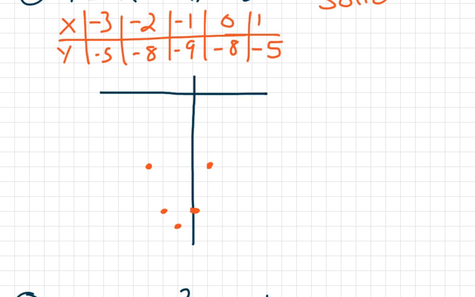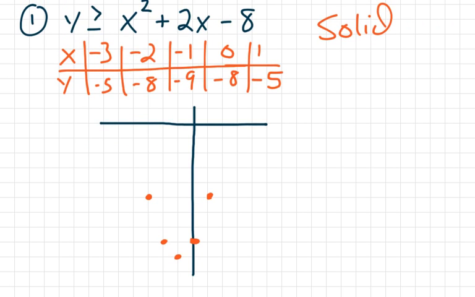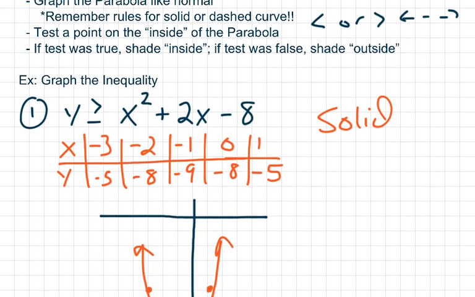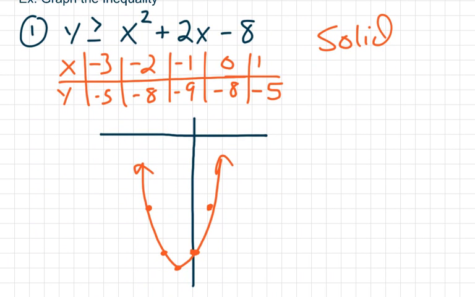And like I said, this is a solid curve because we have the or equal to part. So we'll draw our parabola here. There's our parabola. There's step one. Step two, test a point on the inside of the parabola. If we were to continue this curve, we would find that 0, 0, the origin, is on the inside of the parabola. You can see that hopefully if you continue the arrows up. So we're going to test 0, 0.